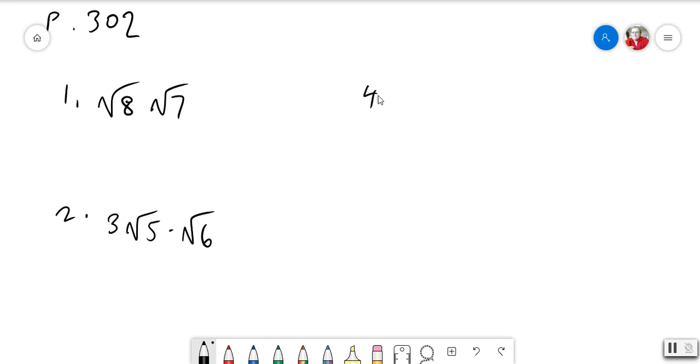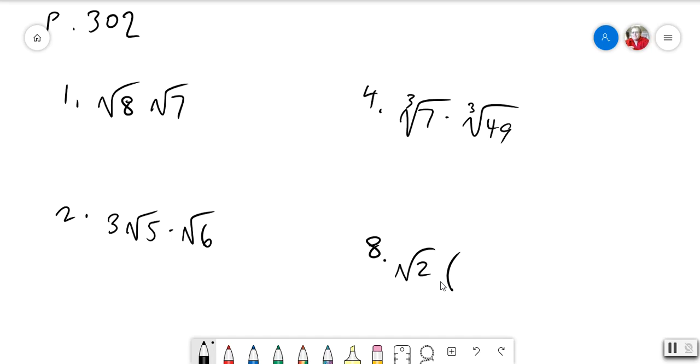4 is interesting. Cube root of 7 times cube root of 49. And then let's look at 8, which is the square root of 2 times quantity, 1 plus the square root of 2. Okay, let's keep with those right now.